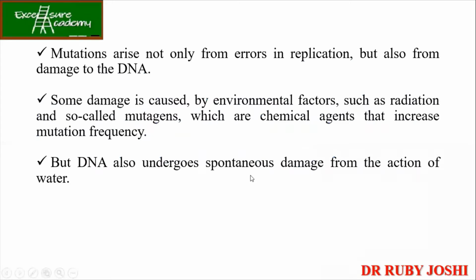So let's talk about DNA damage. What are the different types of DNA damage here? It undergoes damage simultaneously from hydrolysis and deamination. These are spontaneous damage which can occur. Even water can sometimes result in spontaneous damage through hydrolysis. Mutations arise not only from errors in replication, but also from damage to the DNA. It is caused by environmental factors such as radiations, and there are certain chemicals called mutagens that can increase the mutation frequency. It also undergoes spontaneous damage because of the action of water.